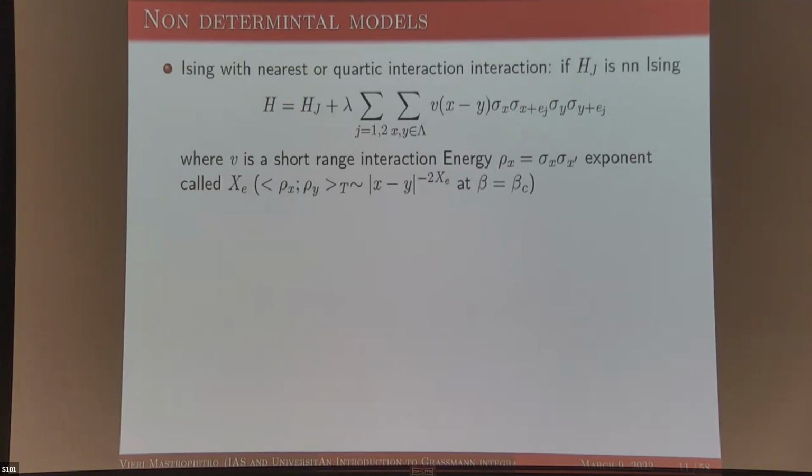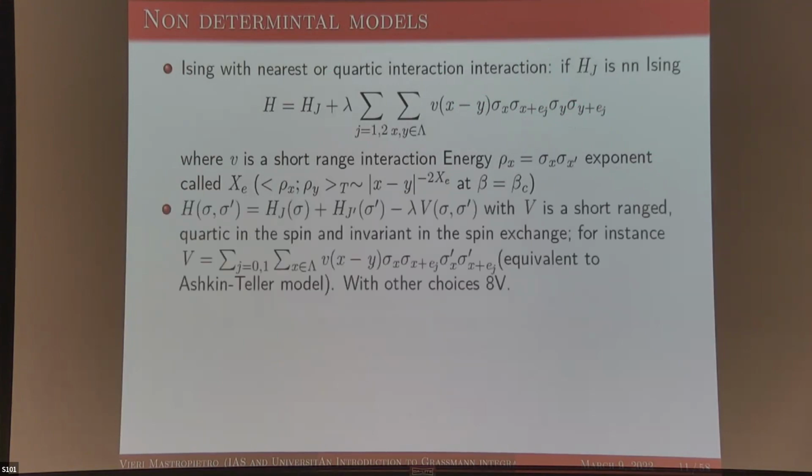There is no reason for which you can exclude physically why you should not take into account next to nearest neighbor interactions. Another possibility is you can consider two Ising models plus a V. This choice includes what is called the Ashkin-Teller model, a model in which we have not spins with two values, but four values, A, B, C, D.